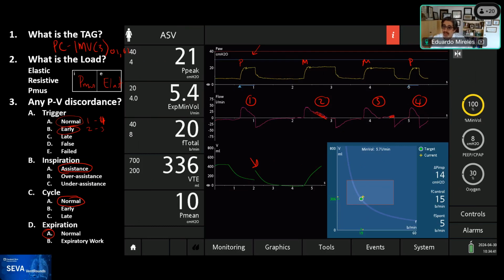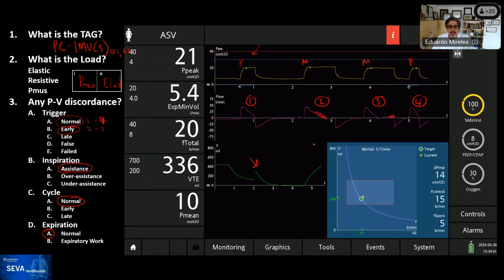And you're right, Raquel. So it may be easier to over assist with ASV, perhaps. If you have set up a level of minute ventilation that is higher than what the patient requires, it's likely that you'll have more mandatory breaths. It's a good research question. I love it.